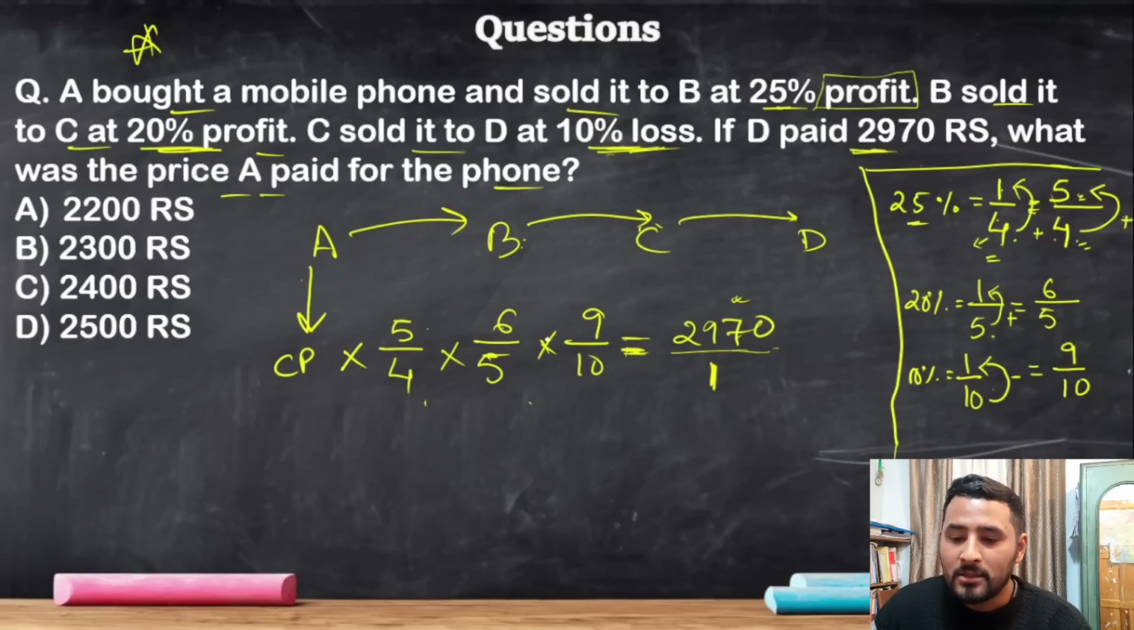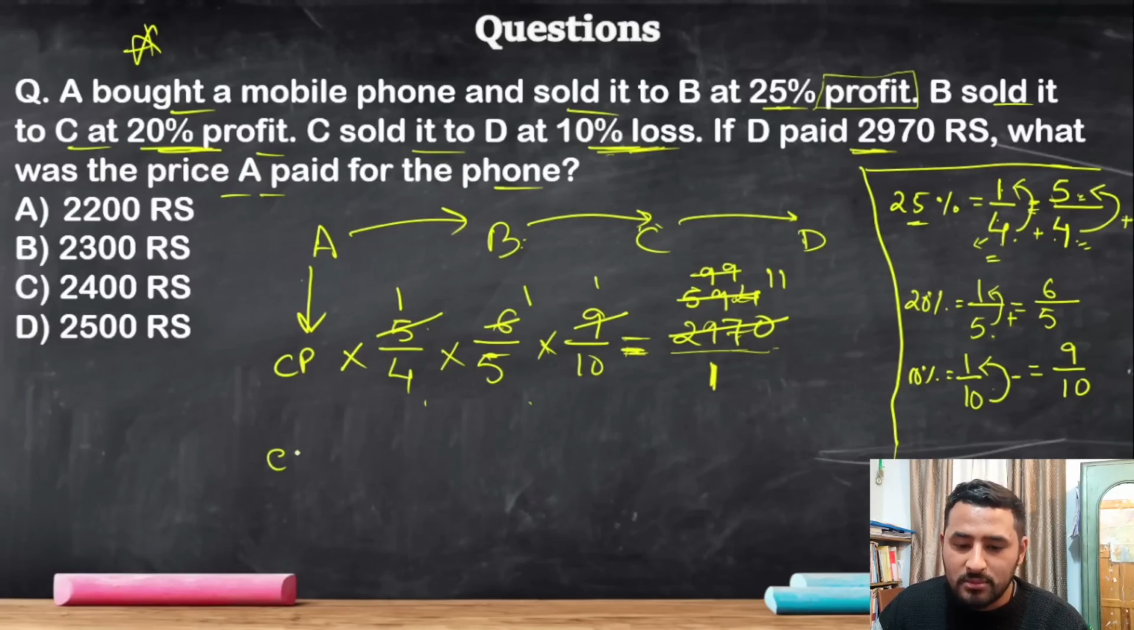So let's start with 5. 5 1 is 5, 5 5 is 25, 5 9 is 45, 5 4 is 20. Clear? Let us go with 6. 6 1 is 6, 6 9 is 54, carry 5, 6 9 is 54. Okay, 9 1 is 9, 9 11 is 99.